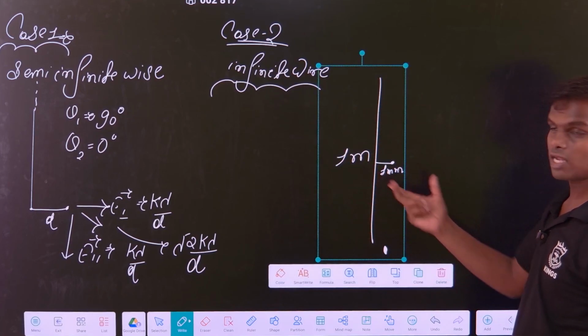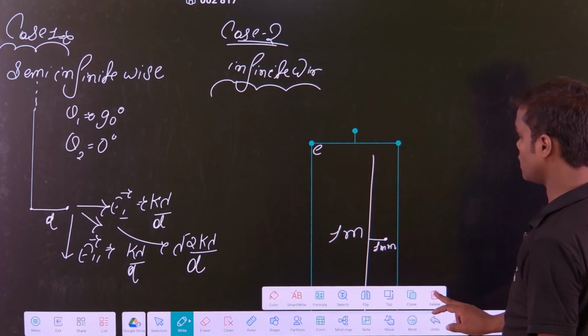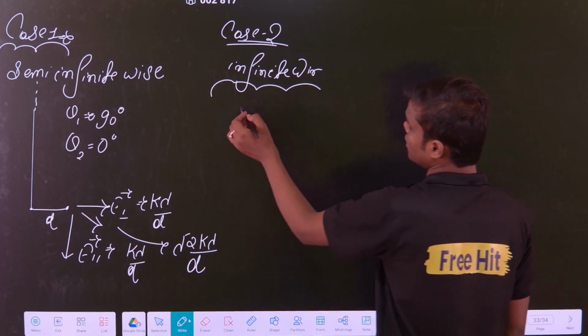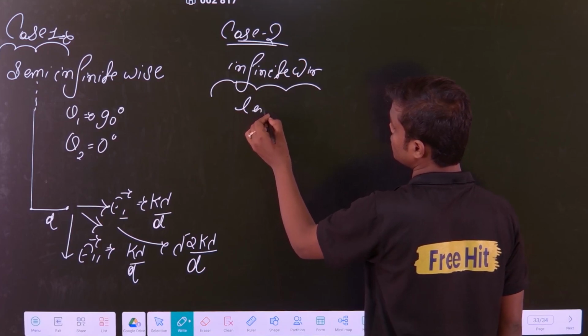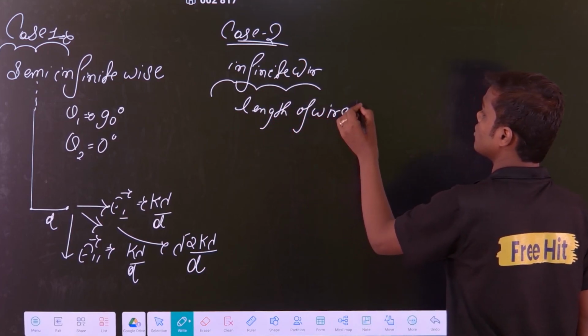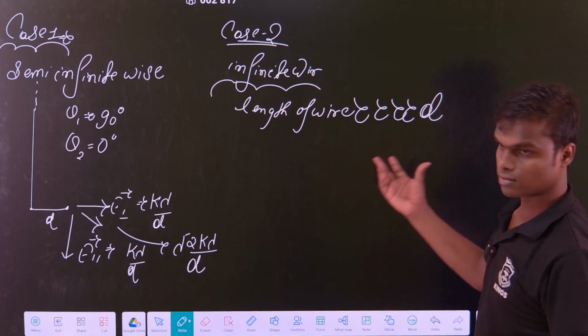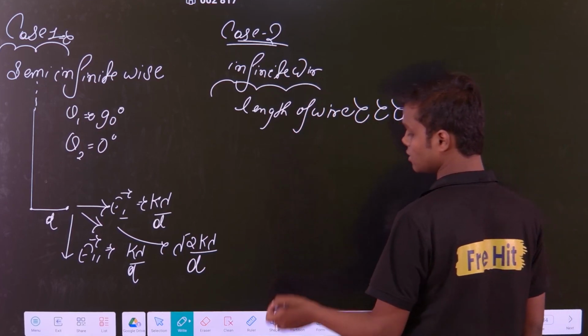Yes, it will behave as an infinite wire because this theta will be almost 90. This theta will be almost 90. So you can apply this if the length of the wire is far greater than D. Then it is valid, then it is also valid.